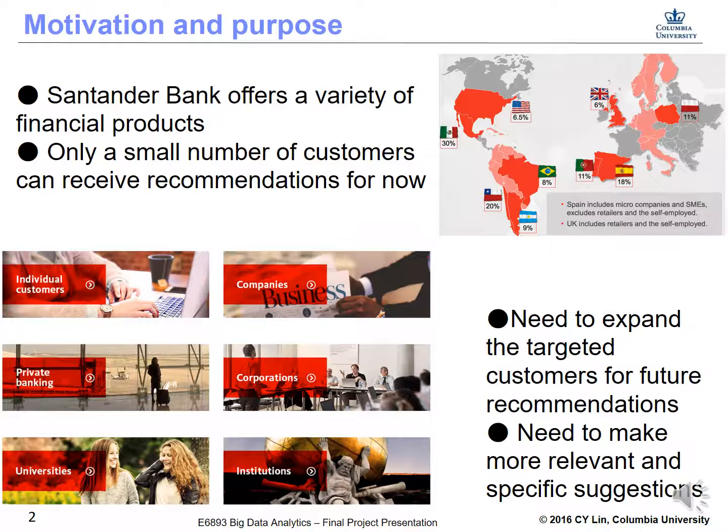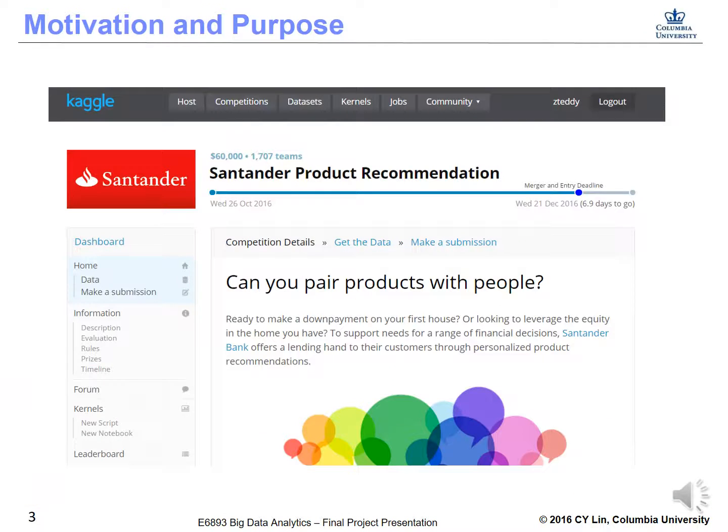As you can see, Santander Bank offers a variety of financial products, but now only a small number of customers can receive recommendations. So they need to expand the target customers for future recommendation, and they need more relevant and specific suggestions. This project is also a Kaggle competition, which had 1,700 teams participating.